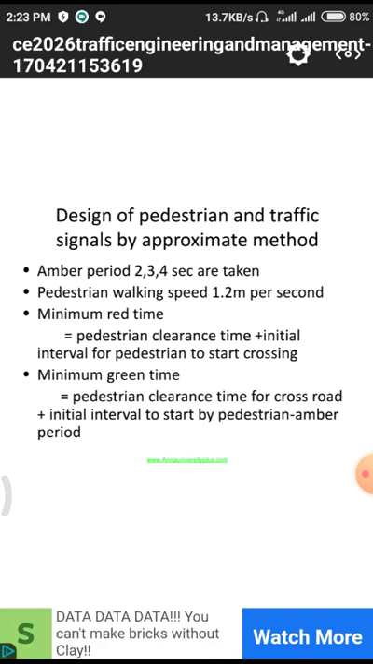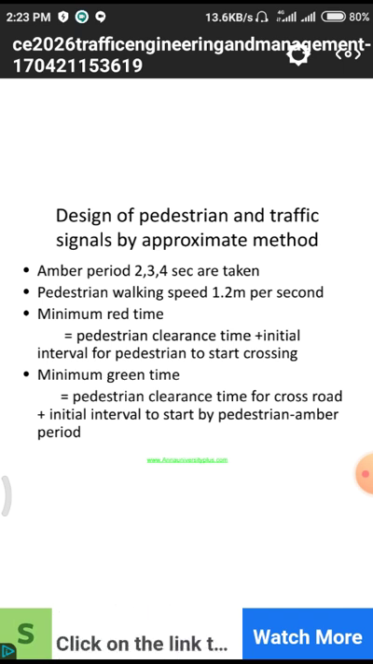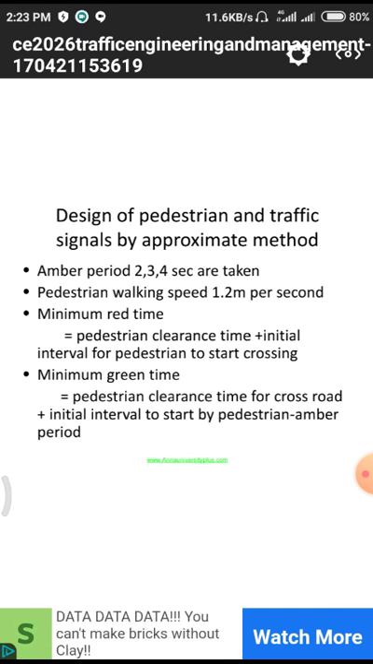After that we need to calculate the minimum ready time. The minimum ready time is equal to the pedestrian clearance time plus the initial interval for the pedestrian to start crossing. The pedestrian clearance time is the time for the pedestrians who are on the road surface to clear the road. Why? Because once the road is clear, the signal can change, so the pedestrians have to clear within the proper time.